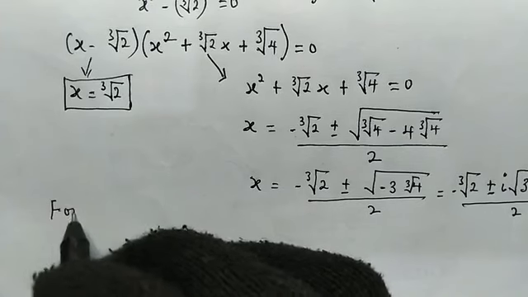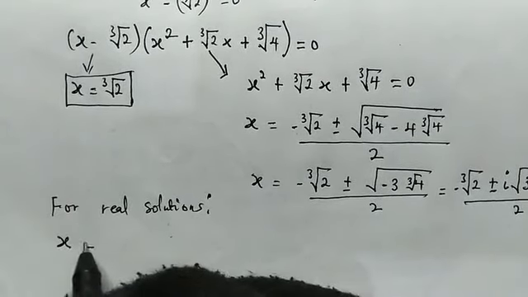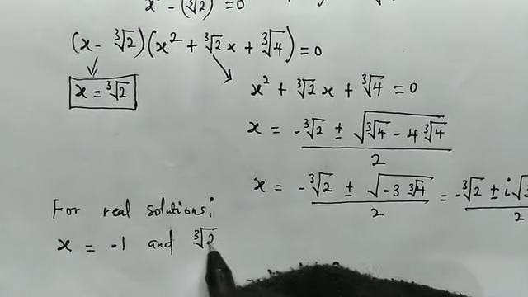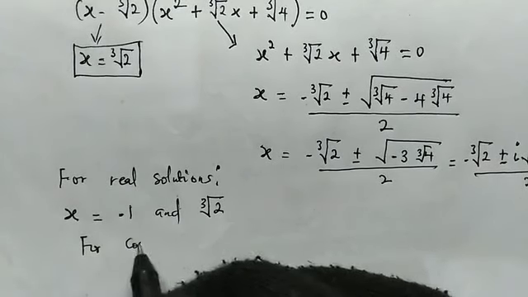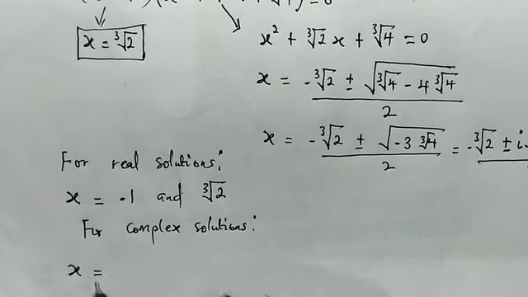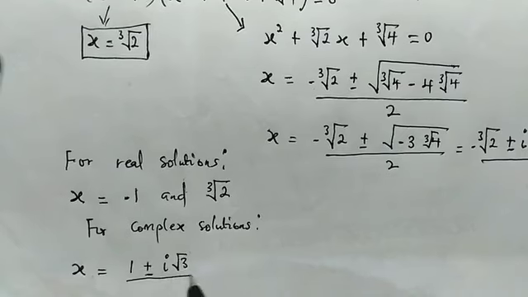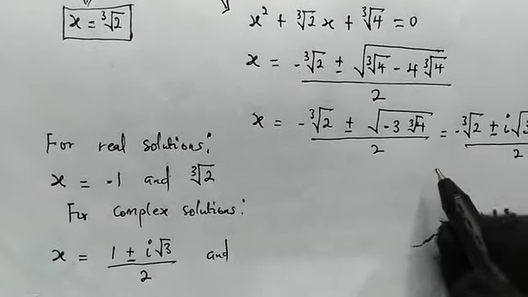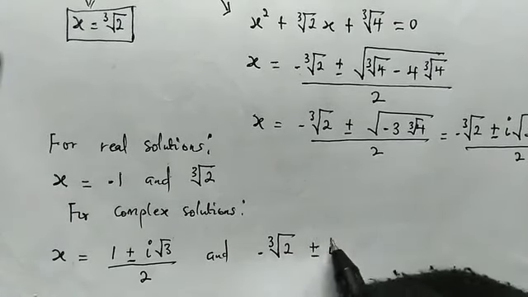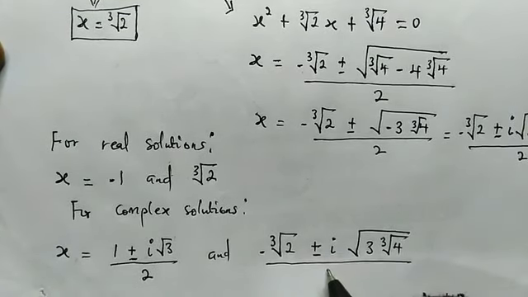So for real solutions, we have x is equal to negative 1 and cube root of 2. And for complex solutions, we have x is equal to 1 plus or minus iota root of 3 divided by 2. And we have this right over here, that x is equal to negative cube root of 2 plus or minus iota square root of 3 multiplied by the cube root of 4 divided by 2.